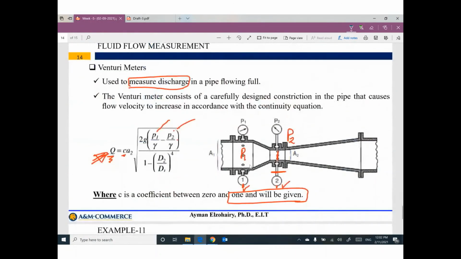We have another device called the Venturi meter. This Venturi meter is installed in any pipe, will make a contraction, and using this expression will help you to figure out what is the discharge in this pipe by measuring a few parameters, like pressure, like what is the area here and there, and what is the contraction factor, which is called C, and it will be given based on the type of Venturi meter you are using.